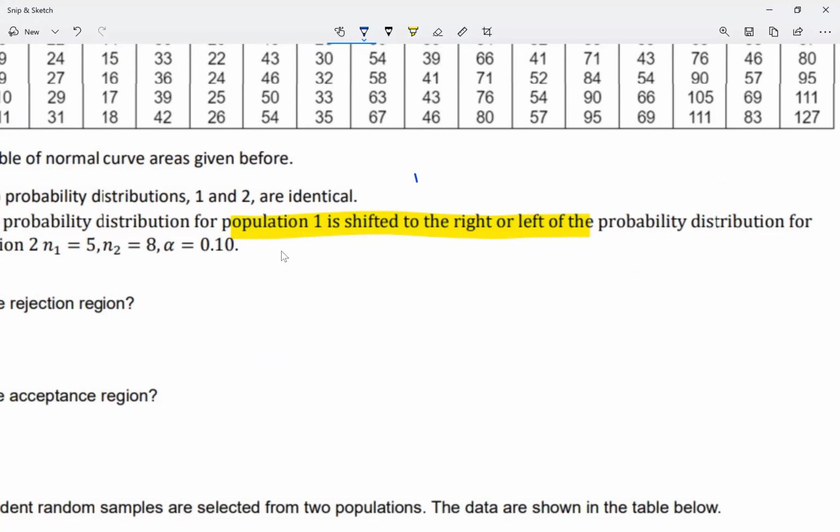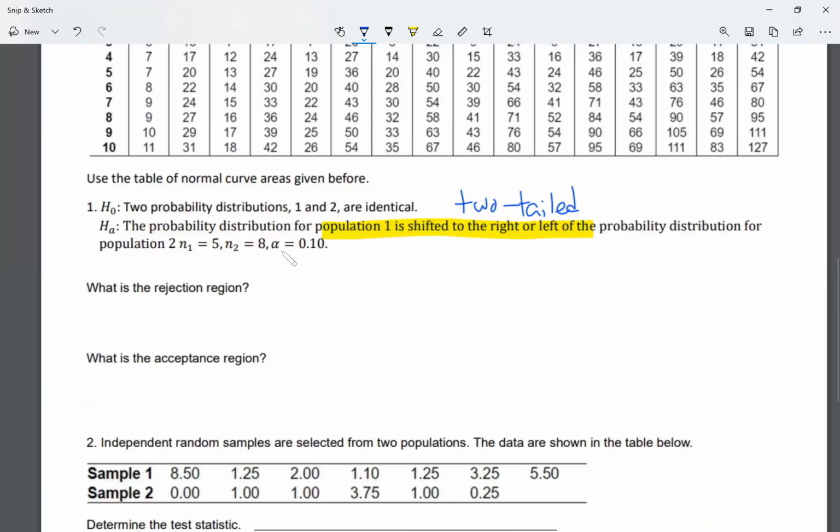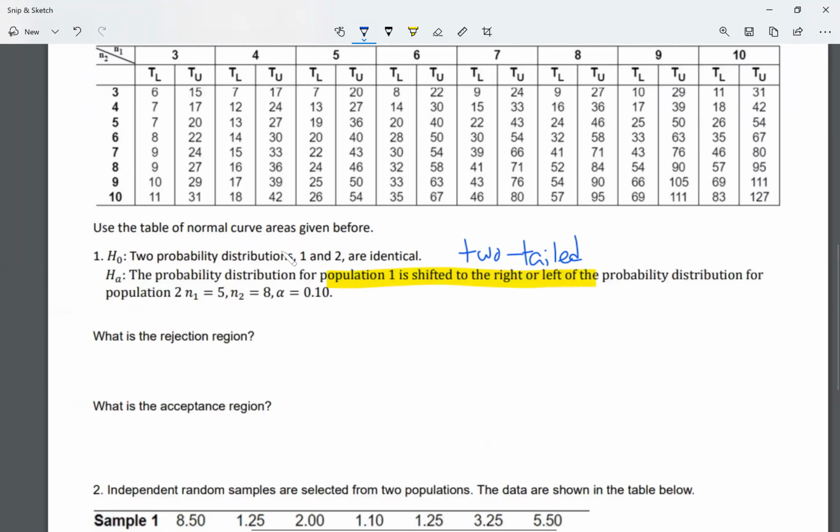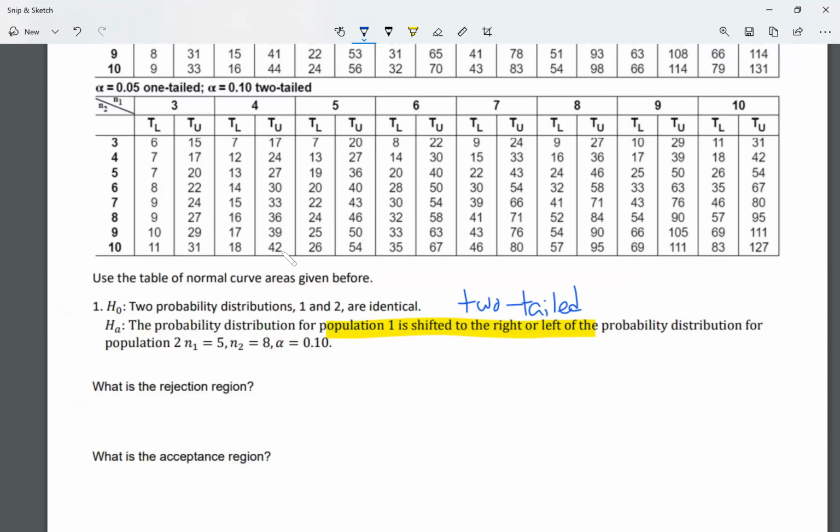So let me write that down. Two-tailed. Okay, and let me continue reading this. Probability distribution for population 2. N1 is 5, N2 is 8, and my alpha is 0.10. Let me take a look here. I'm looking at two-tailed, and my alpha is 0.10, so I'm looking at the bottom table. What I want you to do is, on the first sample, find 5. Do you see it here? Let me highlight it. On the second sample, let me find 8. Do you see it there? Now let me find the point of intersection.